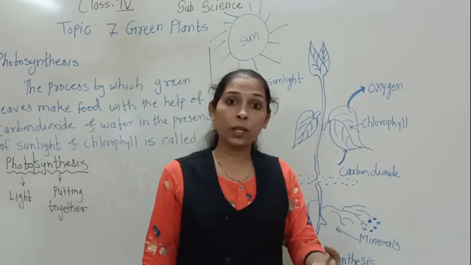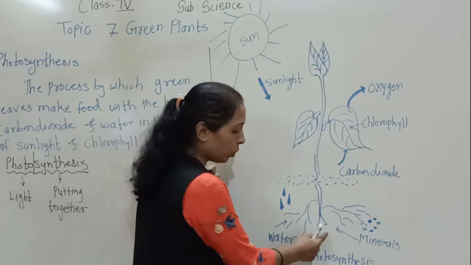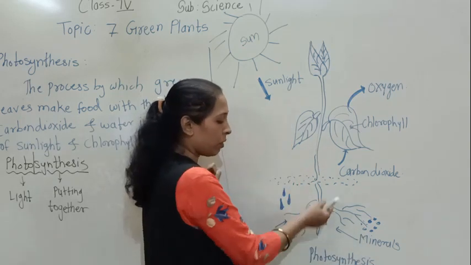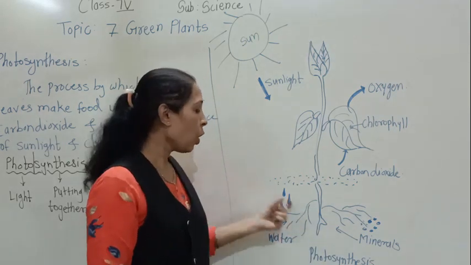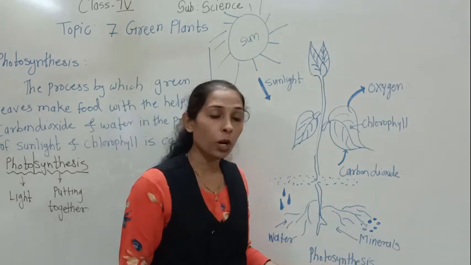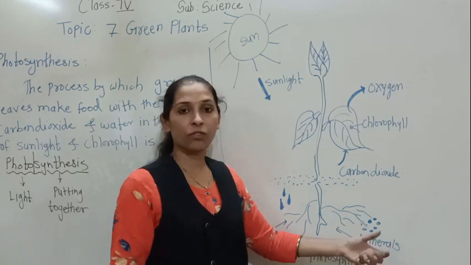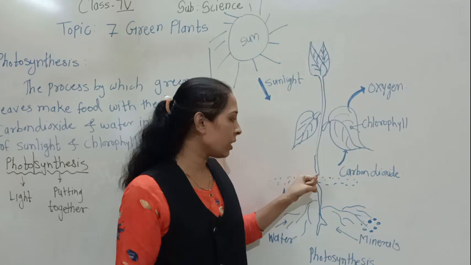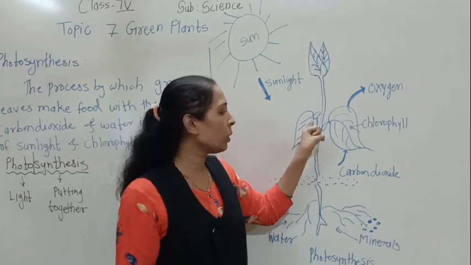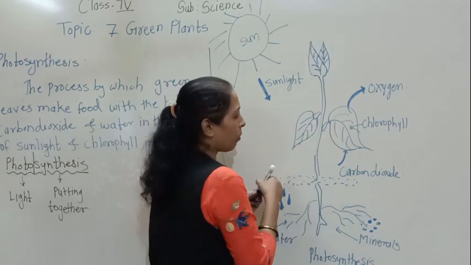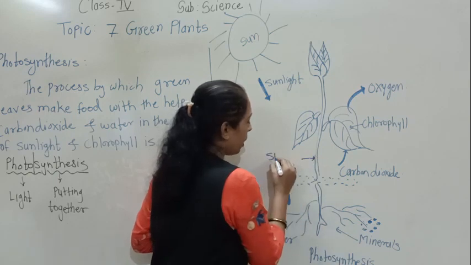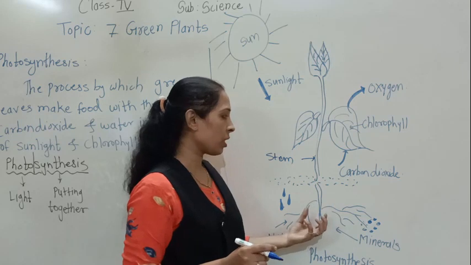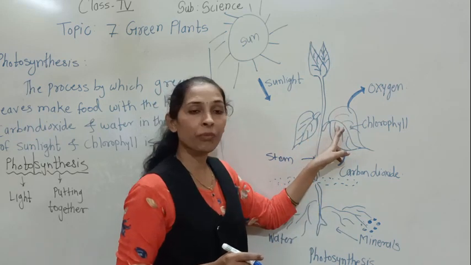What about the water? From the roots, water and minerals get absorbed from the soil. Roots help to absorb water and minerals from the soil. Once they absorb the water and minerals, they transport that water to the leaf with the help of the stem. So with the help of the stem, the absorbed water gets transported to the leaves.